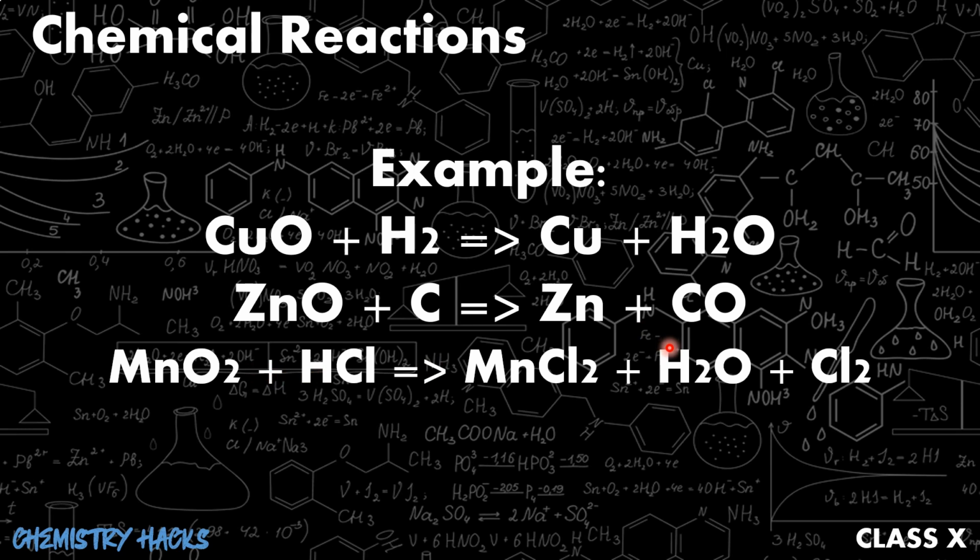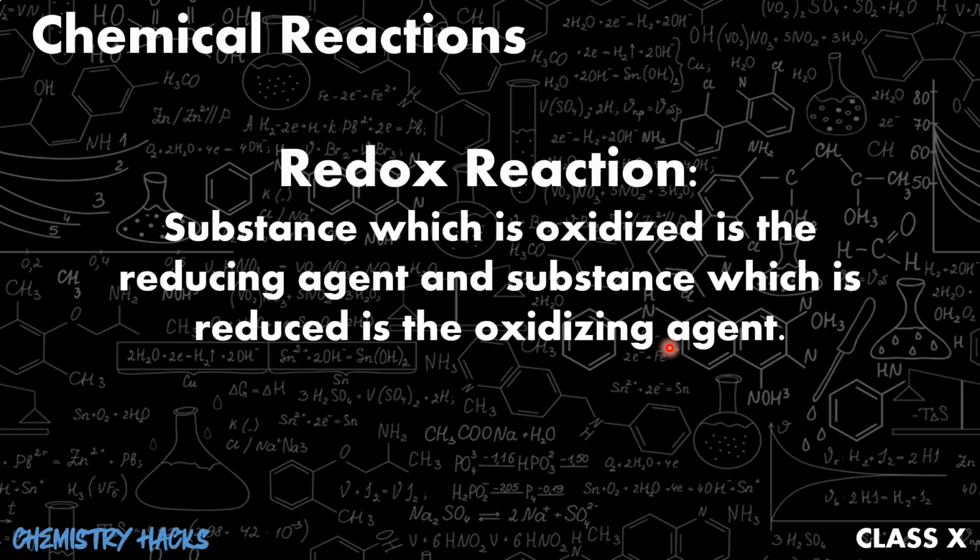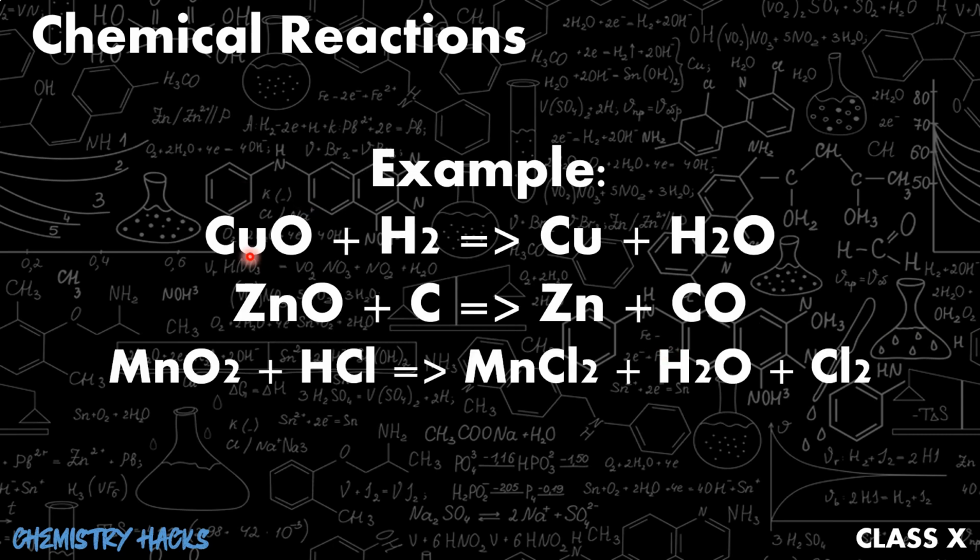So now, which one is the reducing agent and which one is the oxidizing agent? Here's an easy hack. The substance that's being oxidized, or which gains oxygen, is the reducing agent. And vice versa, the substance that's being reduced is the oxidizing agent. Coming back to our examples here, copper oxide plus hydrogen. Here, copper is being reduced, so copper is the oxidizing agent. Hydrogen is being oxidized, so hydrogen is the reducing agent. We know this because hydrogen is reducing copper oxide, and copper oxide is oxidizing hydrogen.